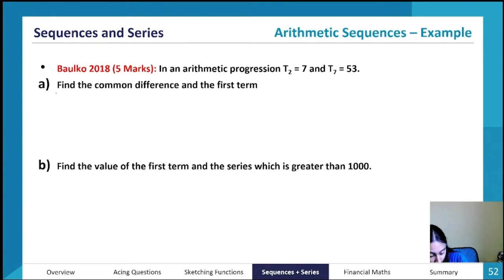Okay, so I'm going to write the equation at the top. Tn is equal to A plus n minus 1 D. T2 is equal to A plus 2 minus 1, which is just 1, times D. Okay, so I can write that A plus D is equal to 7. Okay, what else can I write? I can write that T7 is equal to A plus 7 minus 1, so 6D, which is equal to 53.